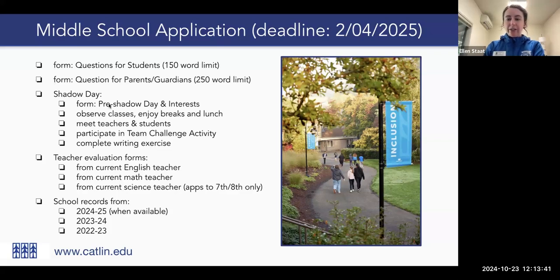Before the shadow day, there's a form called the pre-shadow day interest form. And this is where students can talk about what classes they want to see, what interests they have. There's also a spot where students will designate if they would like to have a student host who has common interests with them, or if they want to have a student host who has specific classes and that kind of thing. And then on the actual shadow day, we will pair each applicant with one of our current students in the middle school who will be in the grade that they're applying to.